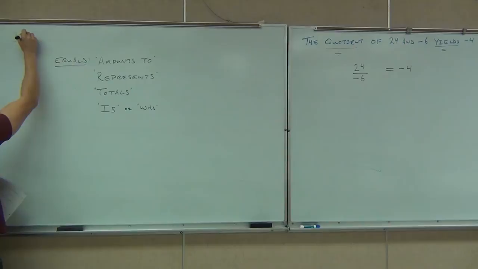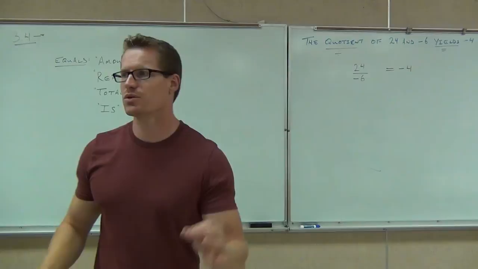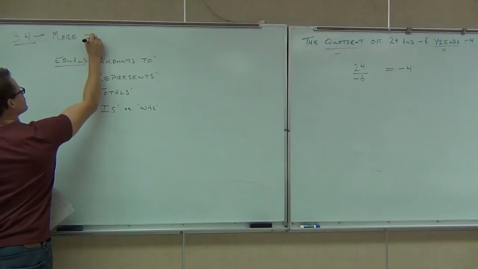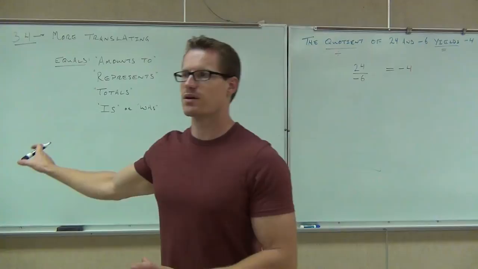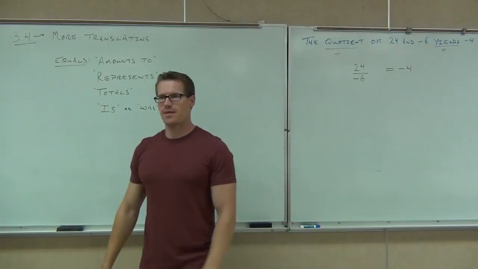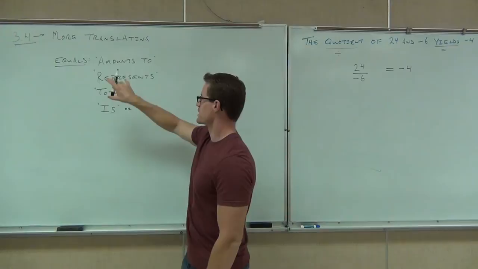Okay, section 3.4. We're going to continue translating sentences into equations. The words we're using for equals are not going to change, so I'm going to leave those right there on the board because those are pretty much it. We have a few like yields that pop up every once in a while, but usually we see words like equals, amounts to, represents, totals, is, or was.